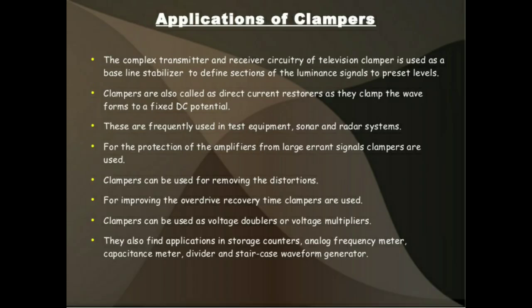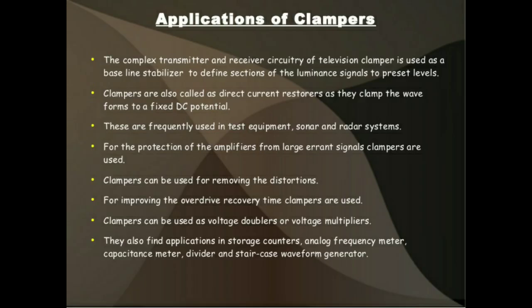Clampers can also be used for the protection of the amplifiers, for removing the distortions, and for improving the overdrive recovery time. Clampers can also be used in double voltage levels and voltage multipliers.